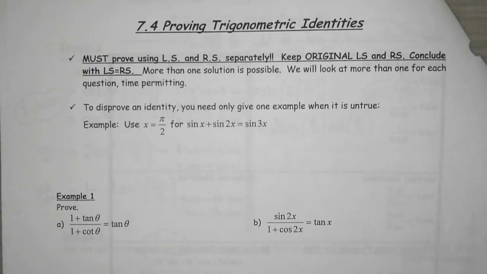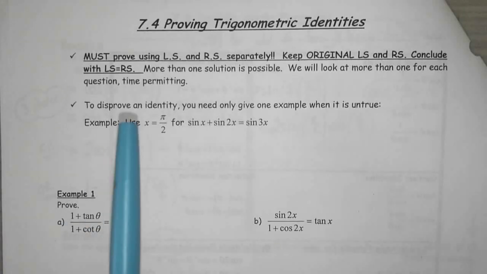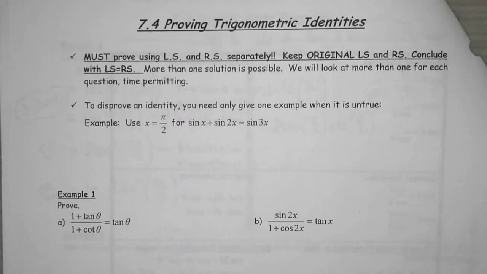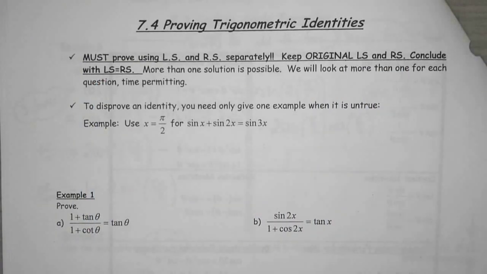Proving trig identities, your first sentence that I put here is, you must prove using the left side and right side separately. The first step should never ever be moving anything from the left side to the right side. Keep the original left side and right side and conclude with the left side equals right side.